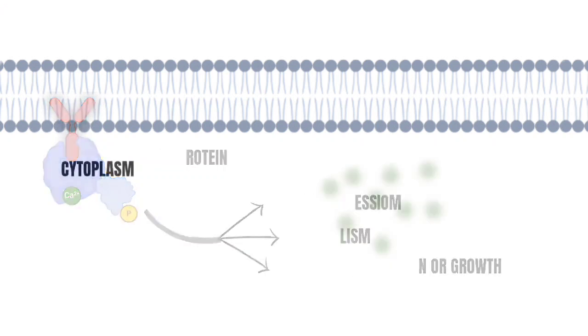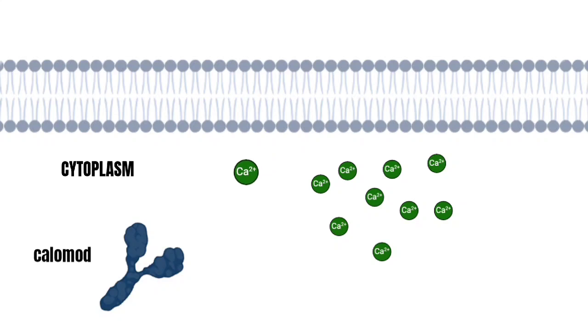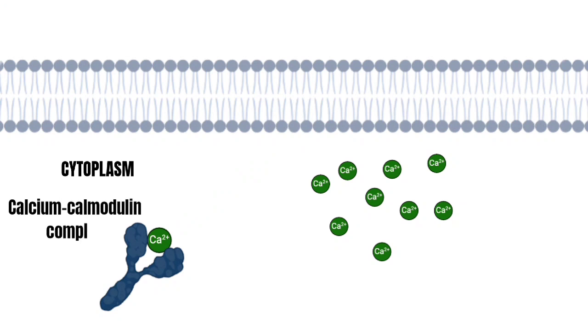When the calcium level rises, the calcium ions bind with the calcium-binding protein called calmodulin and form a calcium-calmodulin complex. This complex interacts with various target proteins to regulate cellular functions.